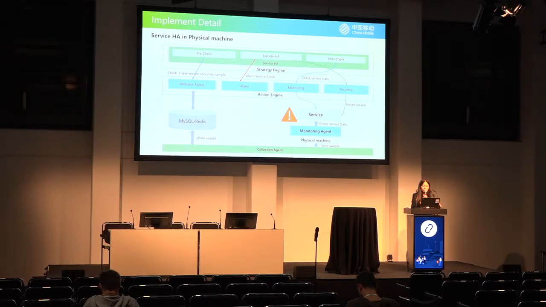The next is similar. It's the service HA in physical machines. The monitoring agents in the compute node will check the services in the compute node, and not only the compute node. We can also install the monitoring agent in the controller node. So the monitoring agent checks the service state and sends abnormal samples to the collection agent and writes them into the database. And the strategy engine finds the abnormal service sample and alarms it. And then the strategy engine will do the HA action to recover the service, for example, restart the service and so on. And in the end, we check the service state again to double check.